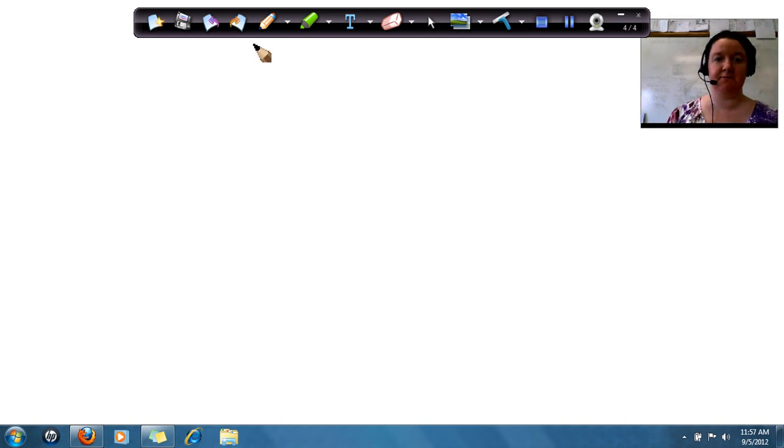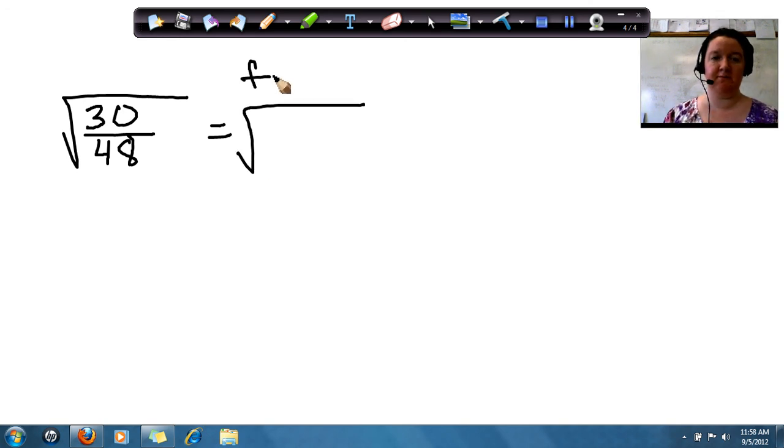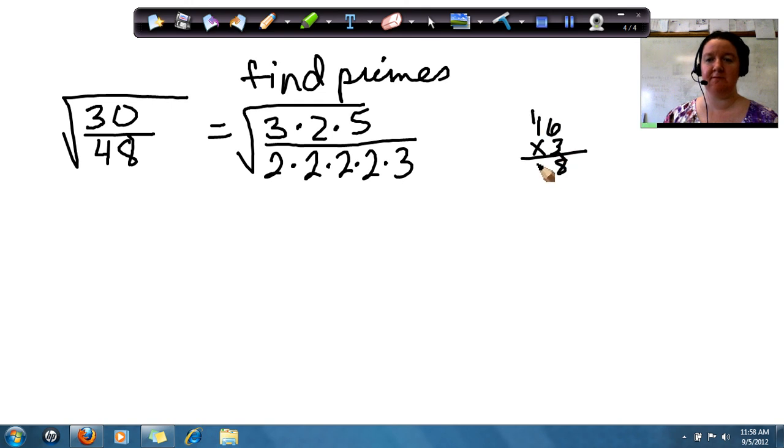Let's look at another example. If I have the square root of 30 over the square root of 48. First thing I want to do is find the prime numbers. So if I think about 30, that is 3 times 2 times 5. If I think about 48, that's 2 times 24, so 2 times 12, 2 times 6, which would be 2 times 3. So I have a 2 times a 2 times a 2 times a 2, because 4 times 4 would be 16, and 16 times 3. Does that give me the right thing? Yeah, okay. So I factored it correctly.